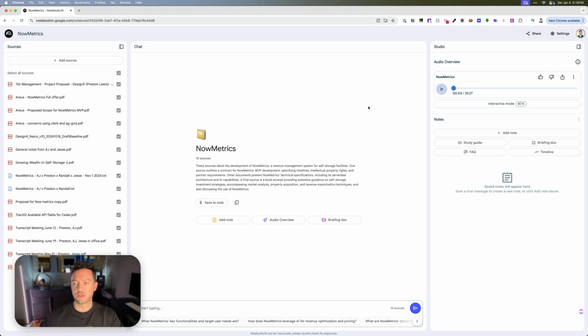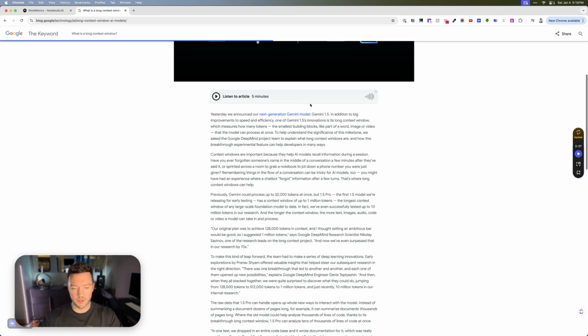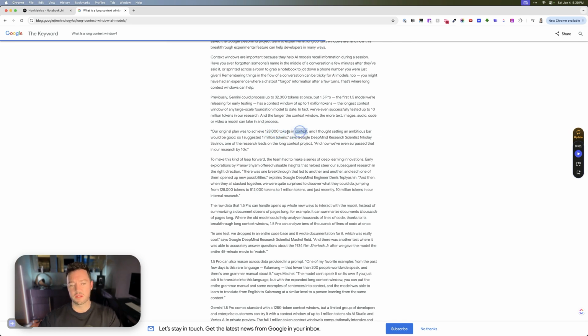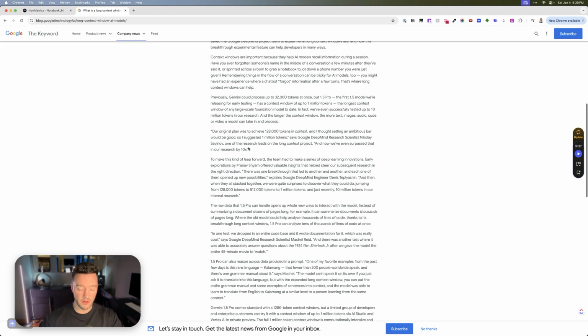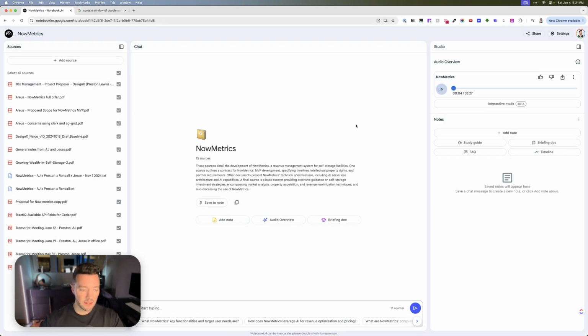One of the cool parts about Google Notebook LM is it has a gigantic context window. If you were to just Google AI context window, it's funny that Google comes up first because they have one of the largest context windows. Essentially what that means is the amount of tokens that you can have. Now, a token is not a one-for-one with a word. Tokens are kind of like splits of words put together. So in the most basic terms, the more tokens in our context window, the more memory that can be stored by the LLM. And Google Notebook LM can have up to about 200,000 words per document, which is an incredibly large context window. So long story short, it can ingest a lot of data. That's one of the coolest things.